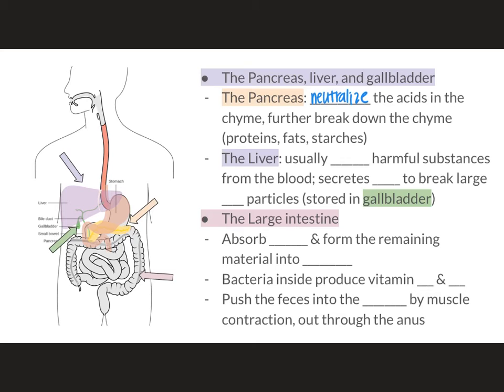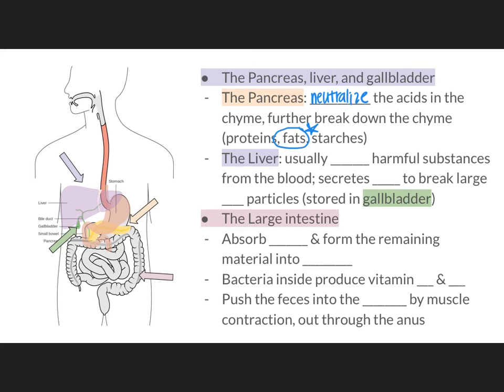So it's very important. Usually different enzymes come from the pancreas to break down certain types of nutrients such as proteins, fats, and starches. Out of these three things, probably the most important is breaking down the fats.